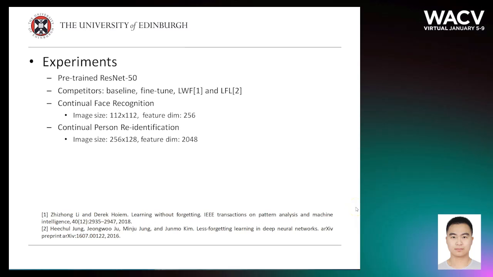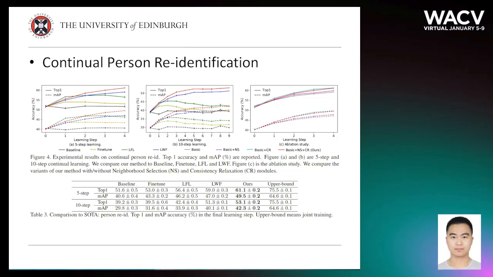In experiments, we use ResNet 50 that is pre-trained on ImageNet as the backbone. Then we evaluate different methods on the proposed two benchmarks. We implement a 5-step and a 10-step continual learning on the continual person re-ID dataset as shown in subfigures A and B. Experiments show that our method outperforms the competitors with a large margin. We also provided an ablation study, see subfigure C, that verifies the importance of the two proposed modules.